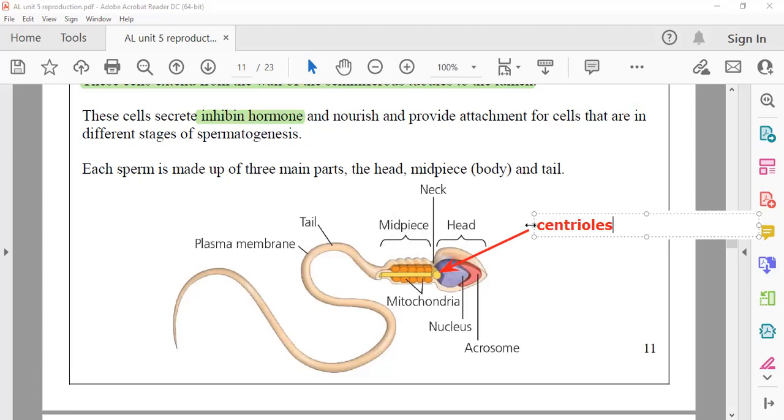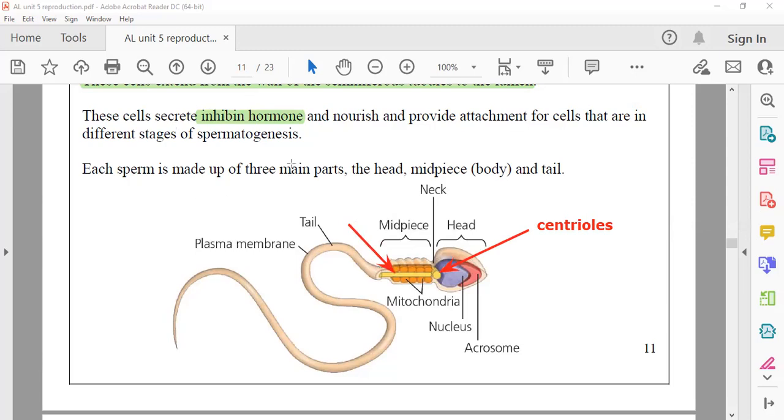In the neck region, there is a pair of centrioles. We will discuss it later. In the middle piece, what is the main component there? Mitochondria. Having a large number of mitochondria, what does it tell us? Sperm movement is a very active process.